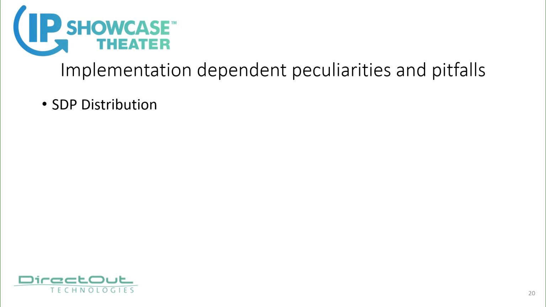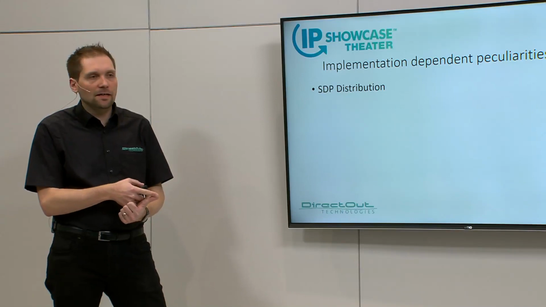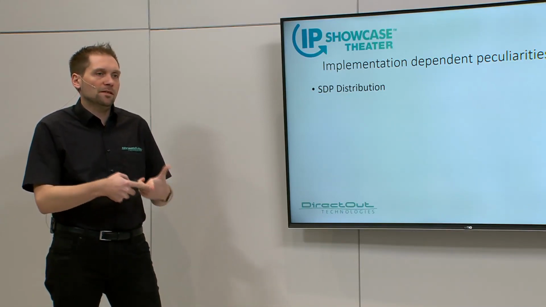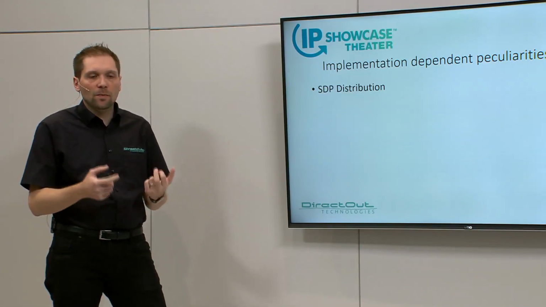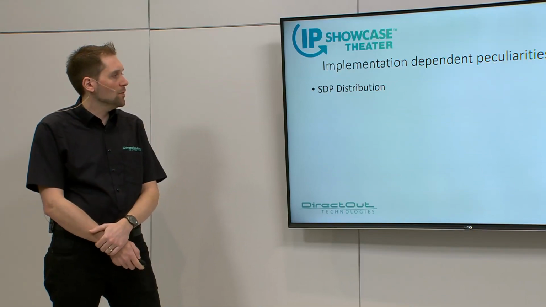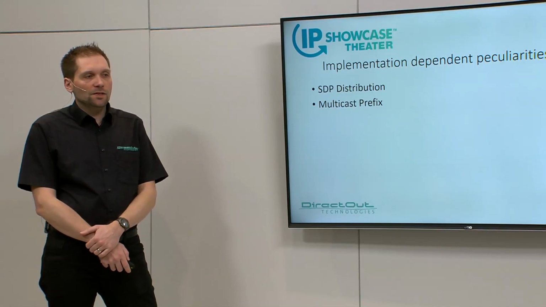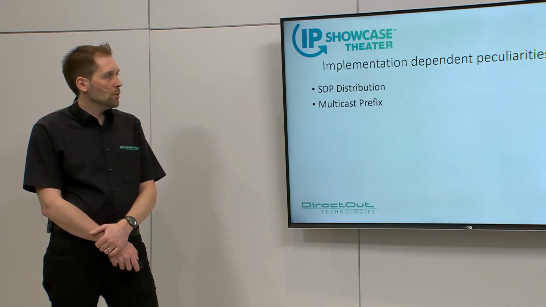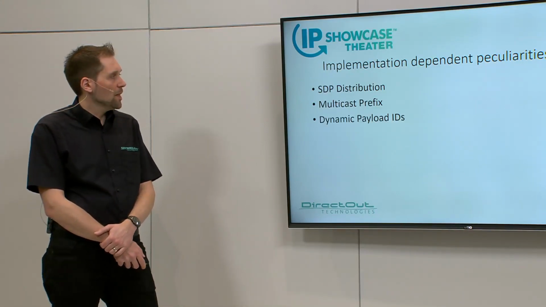So if we set up AES67 streams between devices, what can be the pitfalls or the peculiarities? One thing is the SDP distribution. Not all devices allow you to manually enter SDP data, so you might have to use a tool that makes a sub-announcement of it, or try other means to get the SDP information or the stream information back and forth between the devices. Then with Dante, there's the multicast prefix thing, which can be quite an issue if you have a bigger network where you are not free to design and to assign your multicast IP addresses.